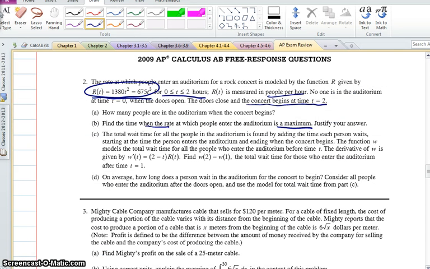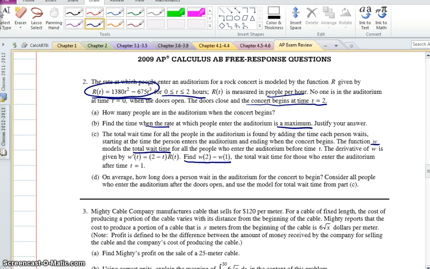Now in part C, it says the total wait time for all the people in the auditorium is found by adding the time each person waits, starting at the time the person enters the auditorium and ending when the concert begins. The function W models the total wait time. So W is going to give us the total wait time for all the people who enter the auditorium before time t. The derivative of W is given by W prime of t equals (2 minus t) times r of t, and we want to find W of 2 minus W of 1, which is going to give us the total wait time for those who enter the auditorium at time t equals 1.